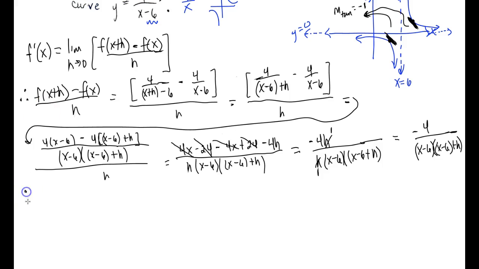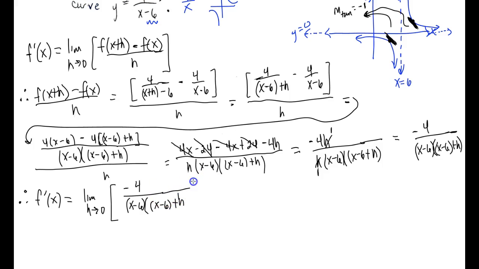So now we say, therefore, the derivative of the function f of x is the limit as h approaches 0 of negative 4 divided by x minus 6 times x minus 6 plus h. Due to all of our limit laws and the direct substitution property, we know that we can just plug in 0 for h.